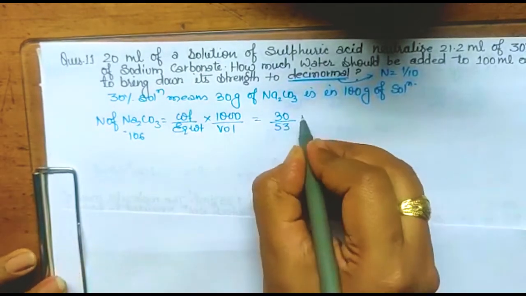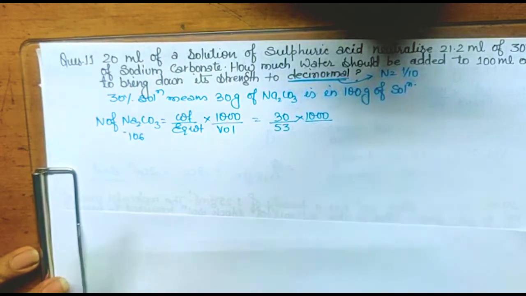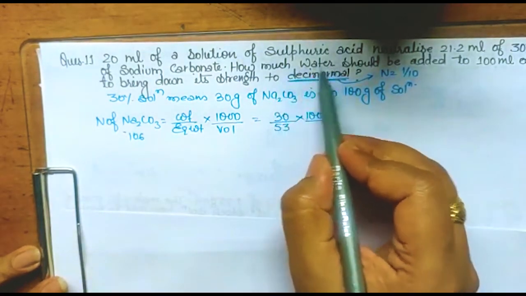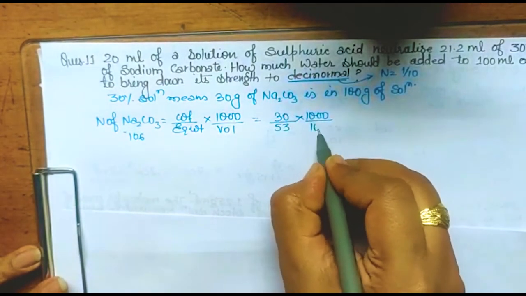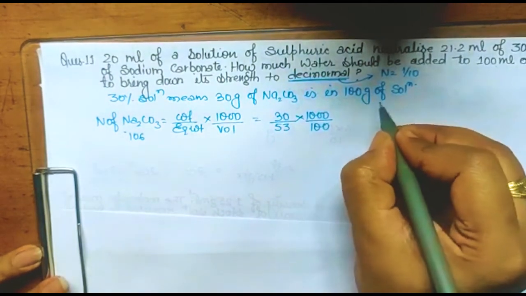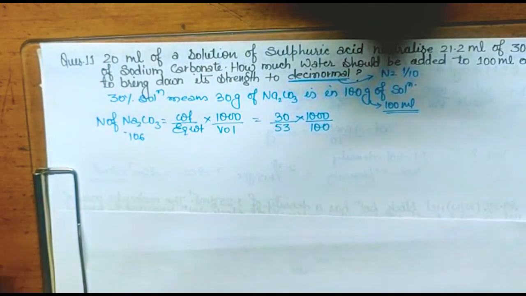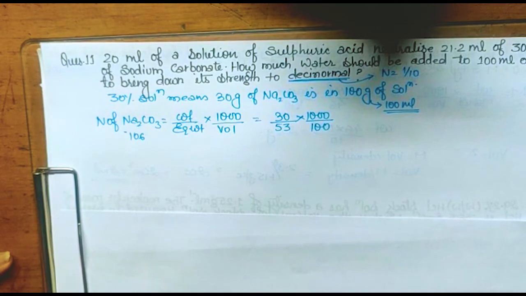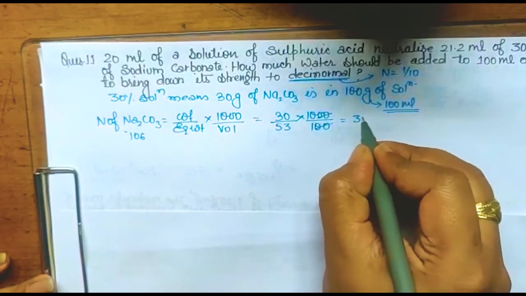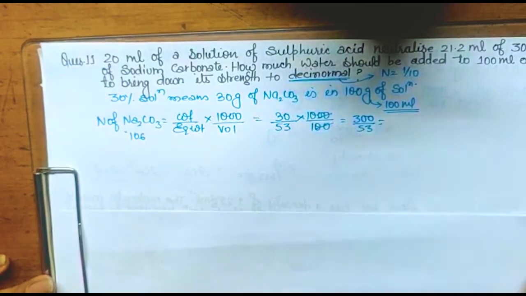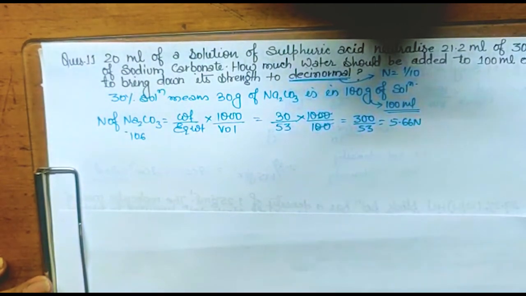Got it? Now 1000. And the volume, what is it? 100 gram of solution. Since it is water mix over there, we are assuming that density is 1 gram per milliliter. So volume will be considered as 100 ml. Since the density is not given, we are assuming that the density of the solution is 1 gram per milliliter. Solve this and you will get 300 upon 53, that means 5.66 normality. Yes, isn't it?